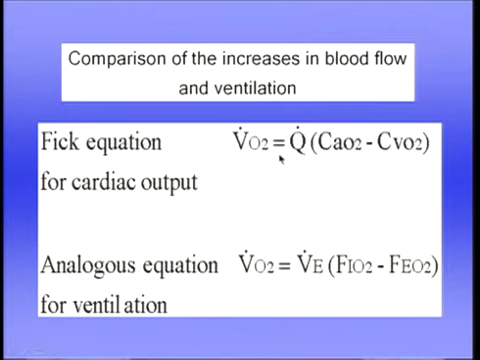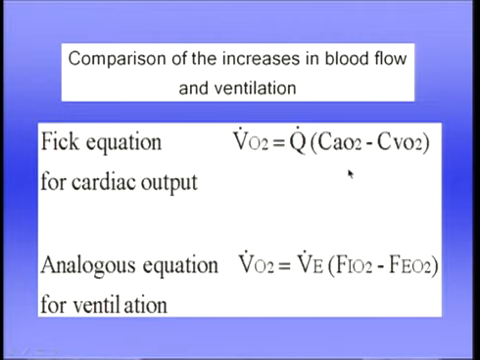And what happens is that Q does not increase as much as ventilation when we write the analogous equation for ventilation. The analogous equation would be oxygen consumption equals ventilation rather than cardiac output times the inspired fractional concentration of oxygen minus the expired fractional concentration. This is a similar kind of equation. So why the difference?